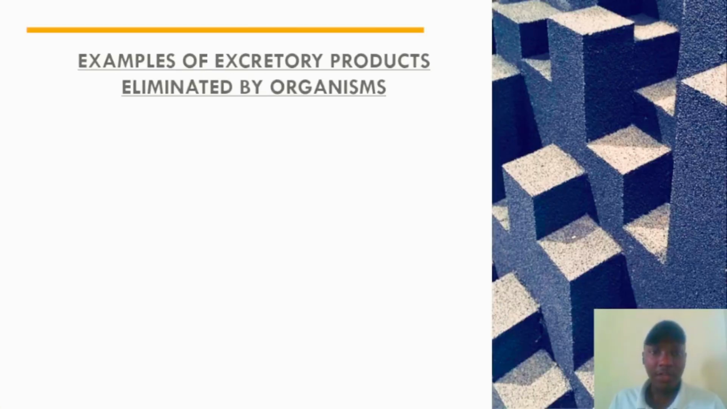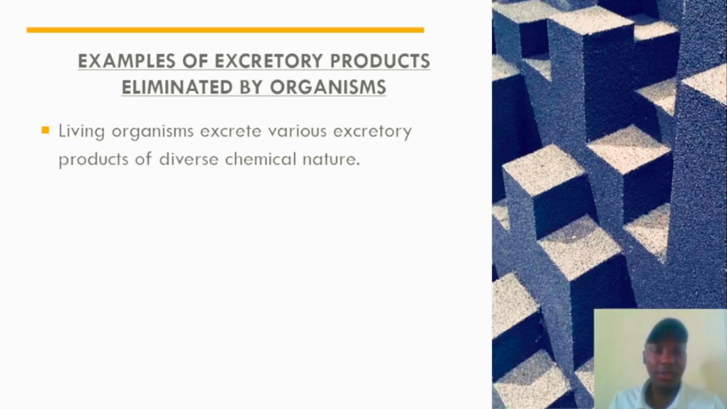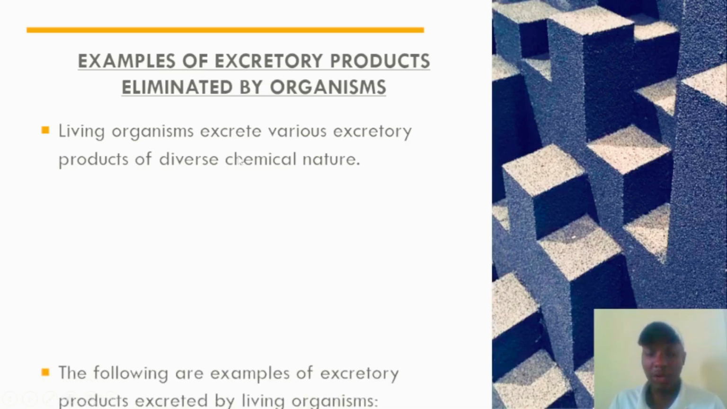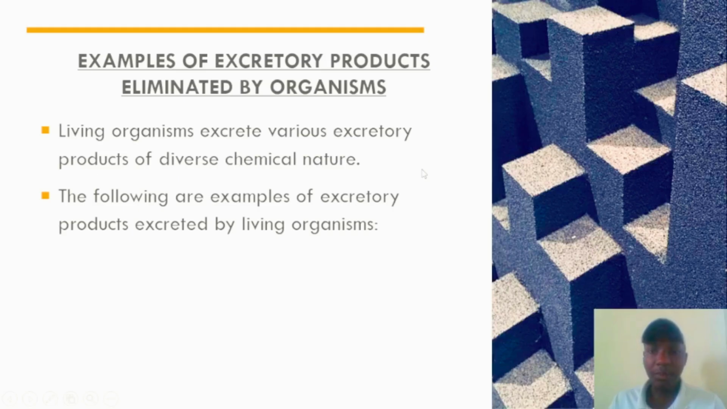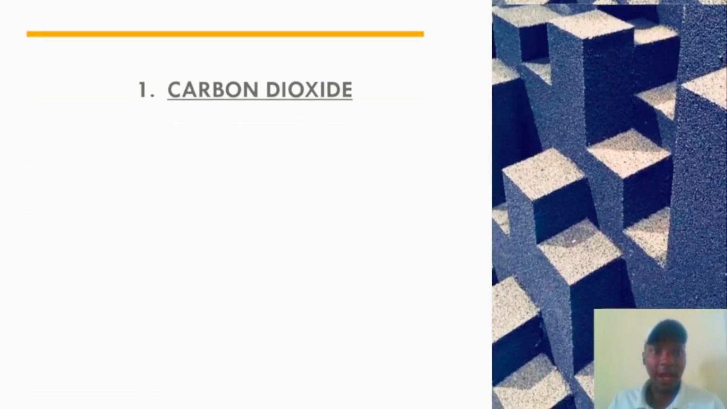Now, let's briefly talk more about examples of the excretory products eliminated by organisms. We've just seen them when we started with the concept of excretion, so here we'll discuss them in a little more detail. Living organisms excrete various excretory products of diverse chemical nature. We'll start with the first one, carbon dioxide. This is a byproduct of the respiration of both plants and animals.